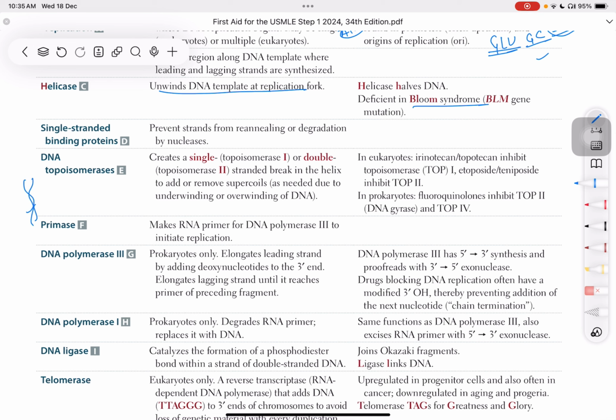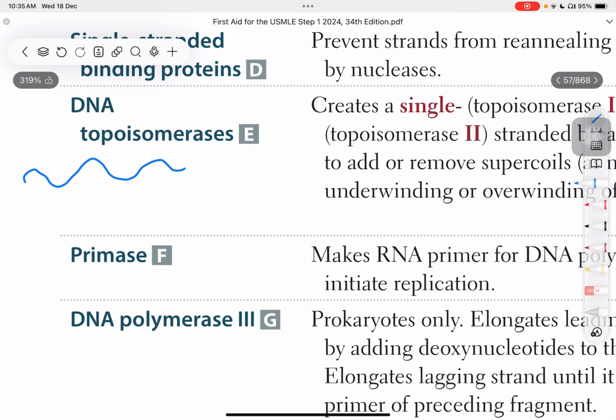See, once this is your DNA and you are unwinding it, the proximal lens will obviously get supercoiled. To prevent this formation, what do you mean by supercoils? See, this is the normal DNA. You are unwinding the DNA.